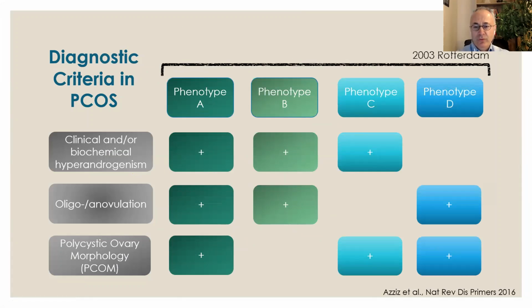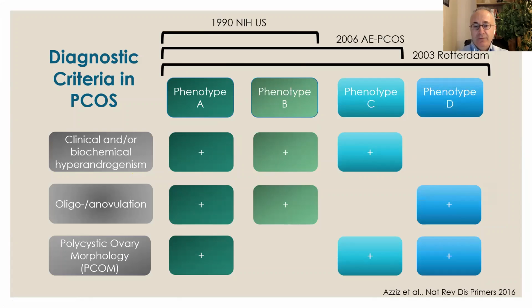And since 2012, we define 4 phenotypes of the syndrome. Phenotype A being the complete phenotype, having androgen excess, oligoanovulation, and PCO morphology. Phenotype B missing the ultrasound appearance. Phenotype C is the ovulatory one, and phenotype D is the non-hyperandrogenic one.